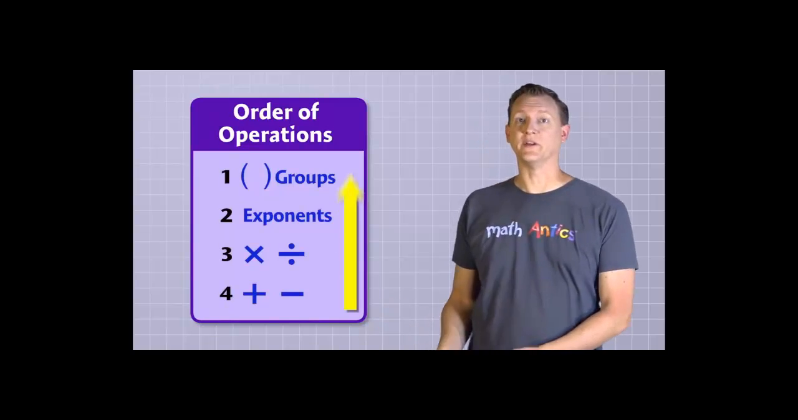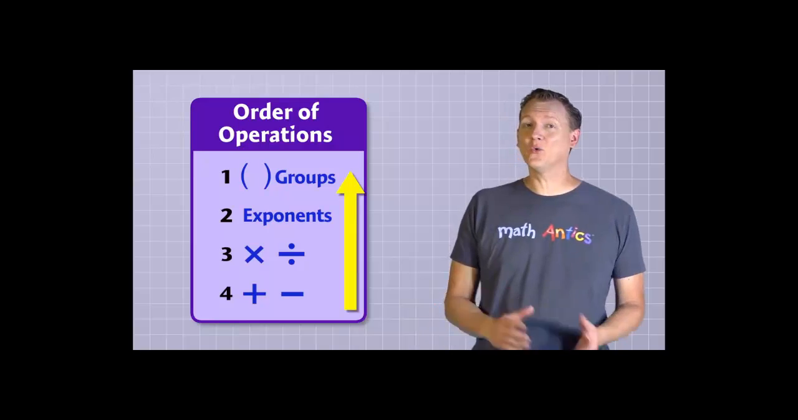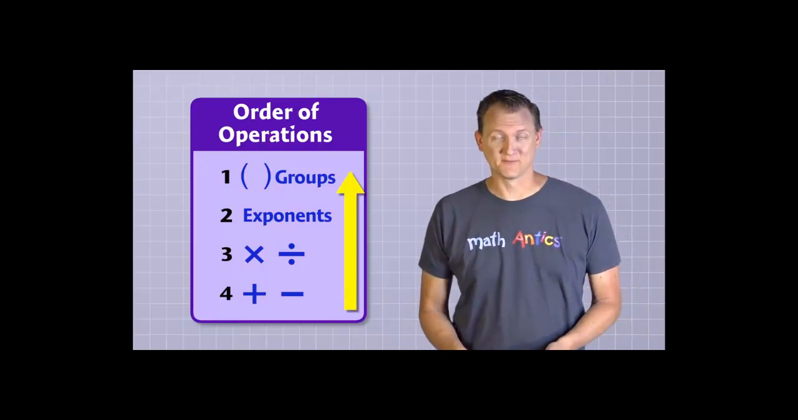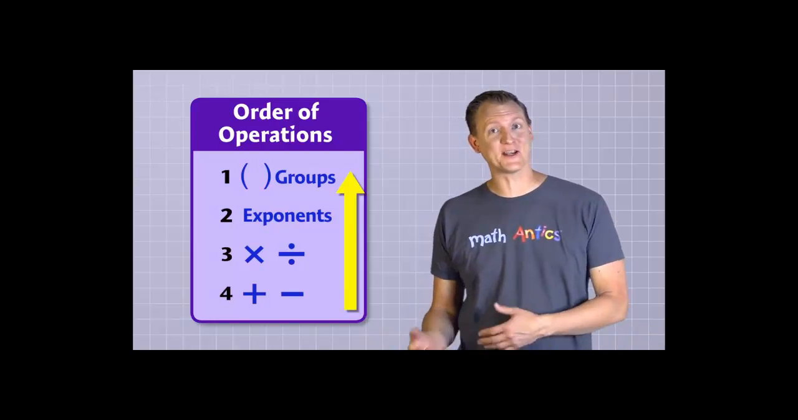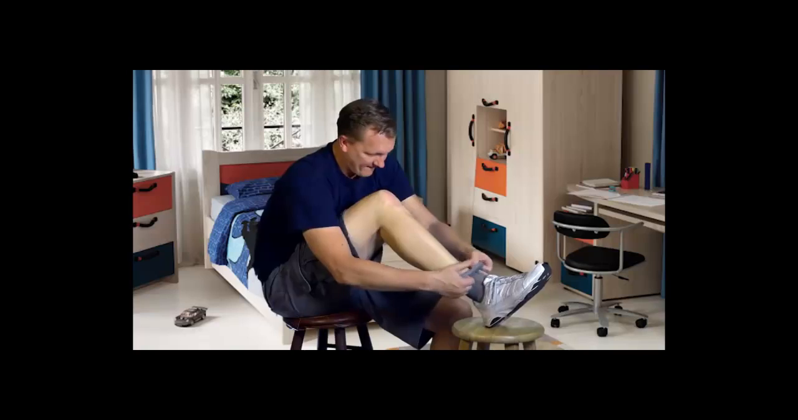So when solving equations, the best strategy is to apply those order of operations rules in reverse. Using the reverse order of operations is not the only way to solve a multi-step equation, but it's usually the easiest way. Just like it's much easier to take your shoes and socks off in the reverse order that you put them on.